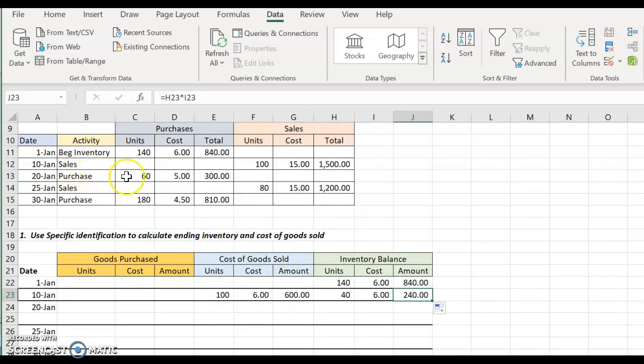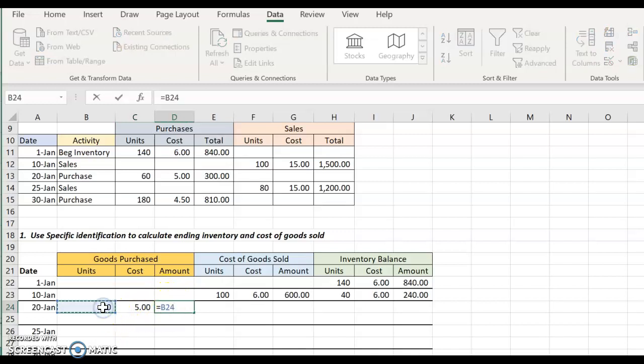On January 20th, we purchased 60 units at $5. So my extended value, 60 times 5 is 300. Now, what I have in my inventory balance is the 40 that I had previously. Nothing happened to those. And the new purchase of 60.